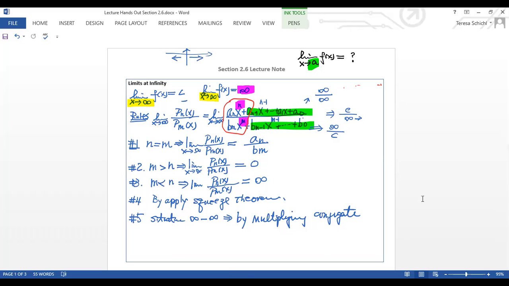Okay, that's it. That is it for this section. How do I find the limit when x approaches infinity? And that's how we define the horizontal asymptote: it is when x goes to positive infinity and/or goes to negative infinity, right?